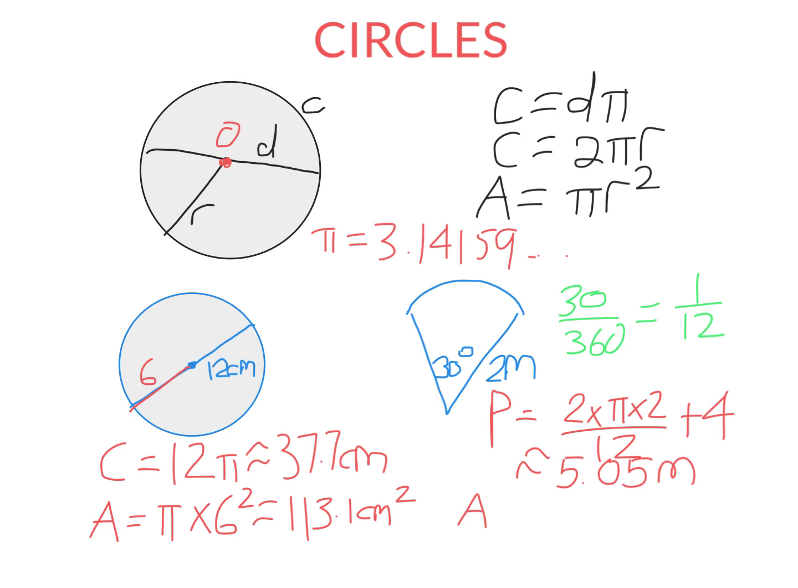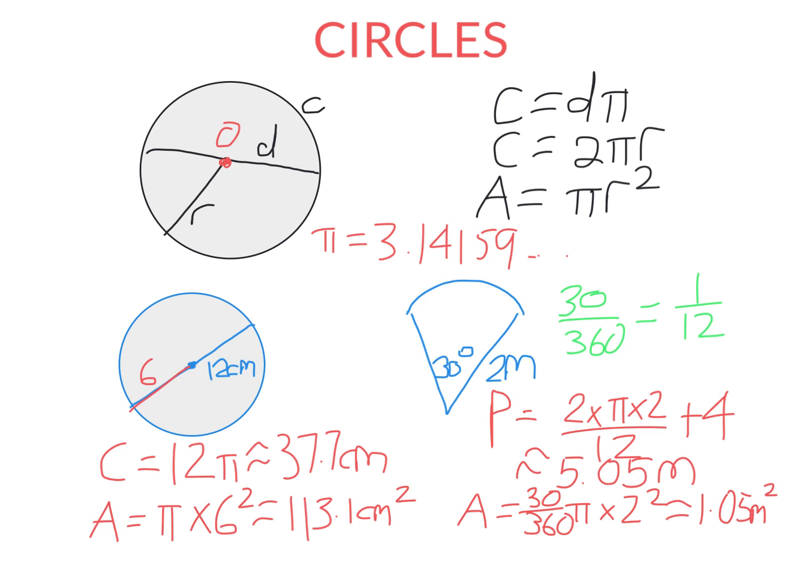So let's calculate the area. Well, we know that the area of a full circle with radius 2 is going to be pi times radius squared. But because this is 30/360ths, or 1/12 of a circle, we need to times it by 30 over 360. So putting that on the calculator, we get about 1.05 meters squared. So just note here, in my final answer, I use the approximately equal to sign. The area here isn't exactly 1.05, but it is very close.